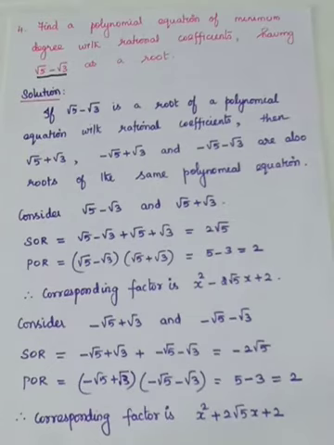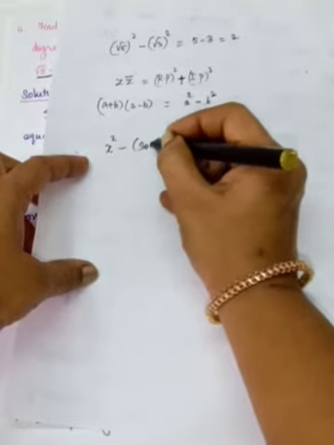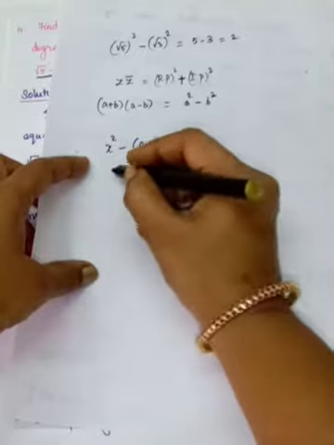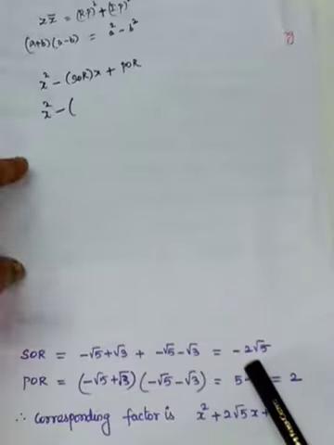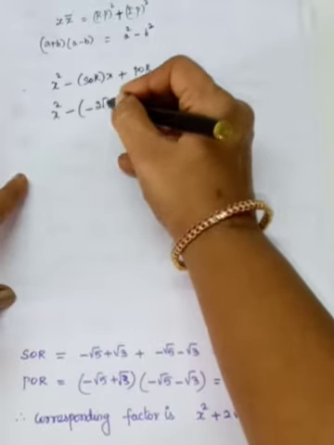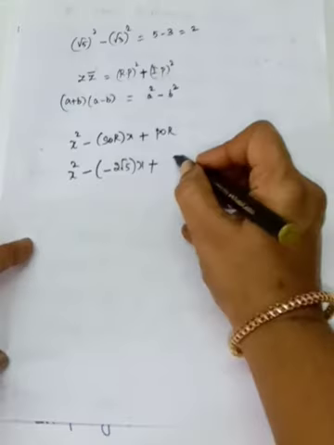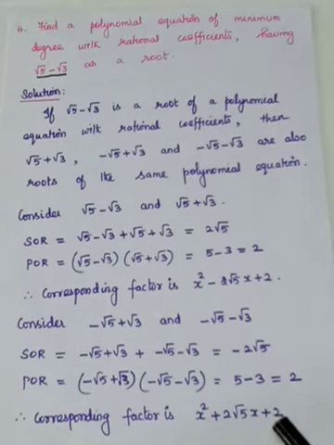So see now the factor is, what is it? X squared minus sum of the roots into x plus product of the roots. Okay, so x squared minus, what is the sum of the roots? In the sum of the roots you will have minus. So minus 2 root 5 into x plus the product of the roots is 2. So minus into minus will become plus. So x squared plus 2 root 5x plus 2.